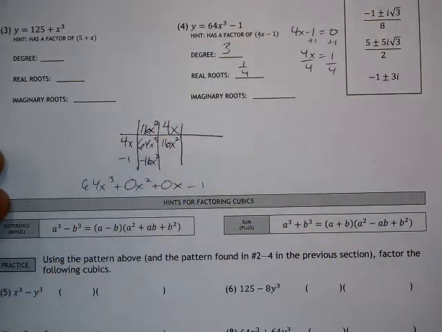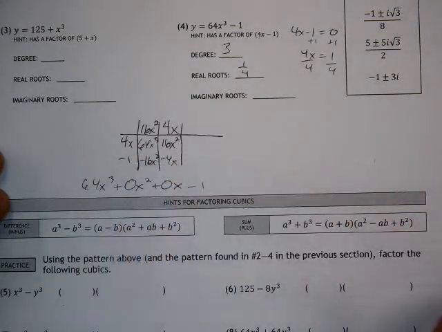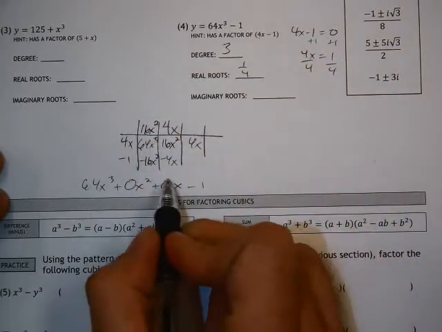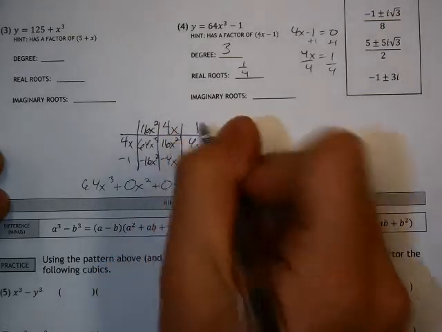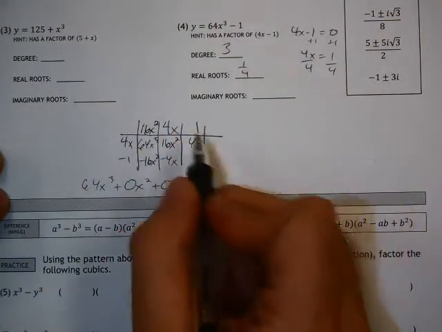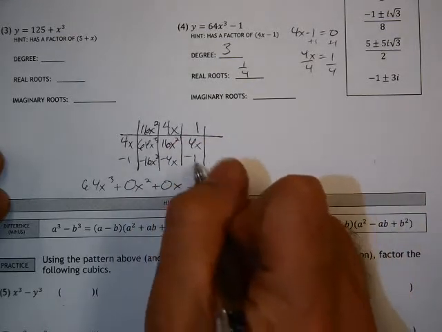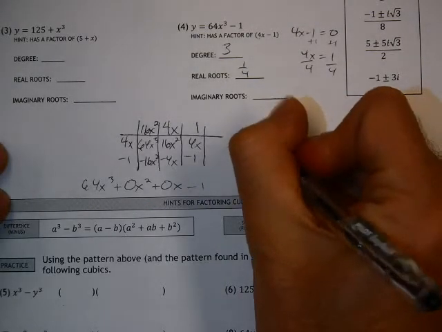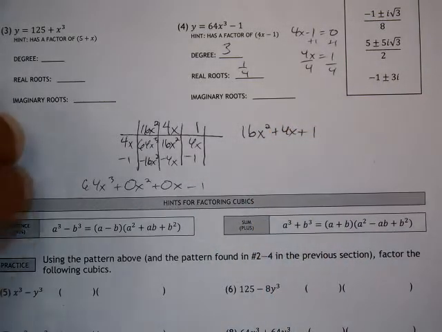4x times 4x is 16x squared. 4x times negative 1 is negative 4x. Then I need a positive 4x to make 0x. 4x minus 4x is 0x. 1 times this 4x is 4x. 1 times negative 1 is negative 1. The negative 1's match on the end, which means no remainder, which means I've done this correctly. So I'm left with, after dividing, 16x squared plus 4x plus 1.